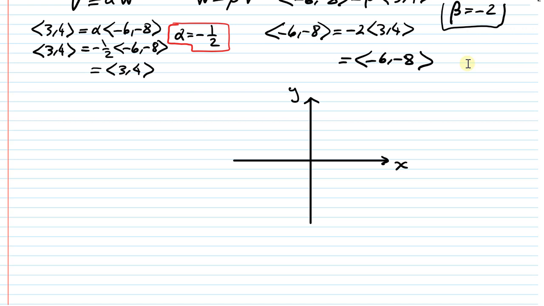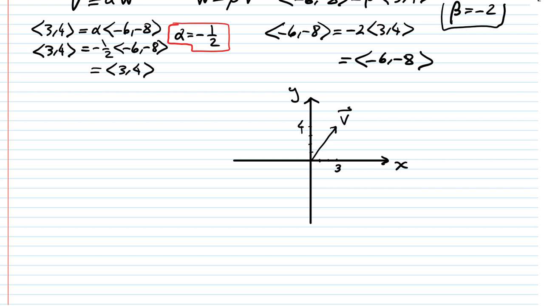Okay, here's my coordinate system. So let's graph a vector v first. Suppose this is 1, 2, 3, and then I'm going to go 1, 2, 3, 4. So this is going to be that vector, right here. That's vector v. Okay, this is (3, 4).